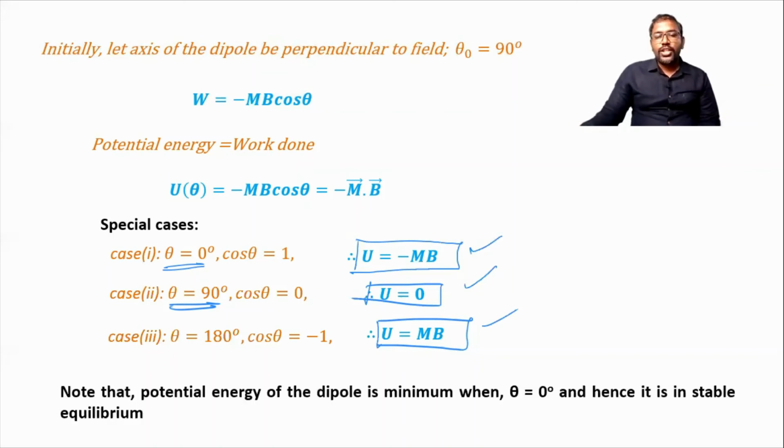Note that the potential energy of the dipole is minimum when theta is 0. You can see here, at theta 0, it is minus. And hence it is in stable equilibrium. It is stable only when this potential energy is minimum.